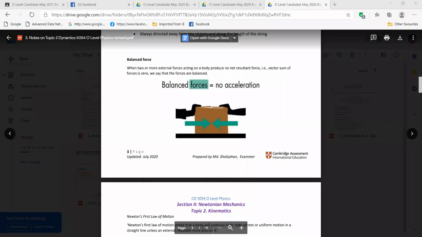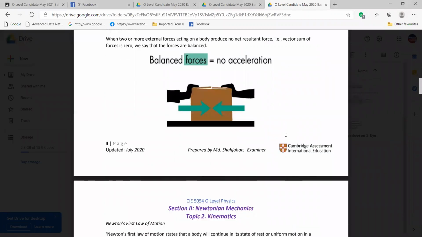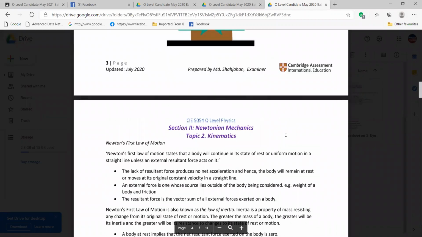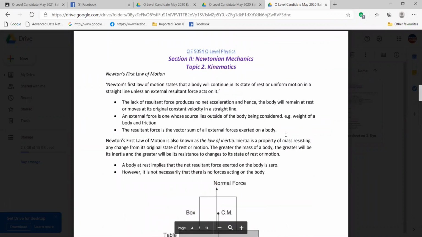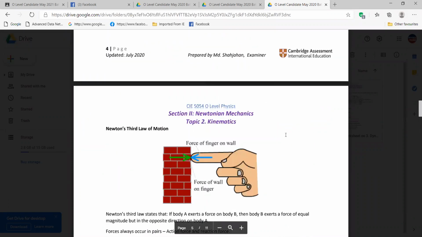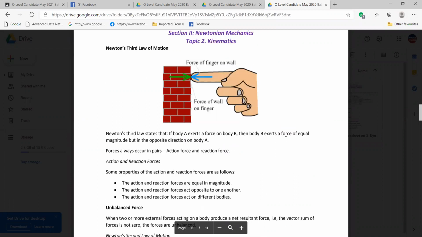Yes, sir. I've gone through all my notes. After going through, do you have any queries for the notes? Yes, I have one big query. Small but very important. Okay, small but very important. Which one? Sir, it's page 5, Newton's third law of motion. Okay, tell me.